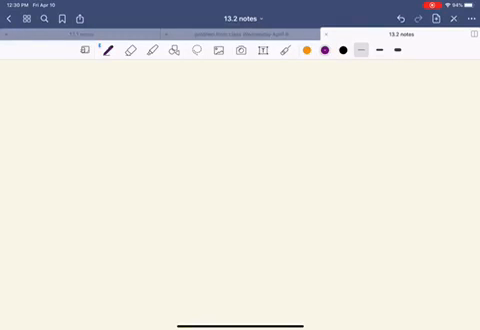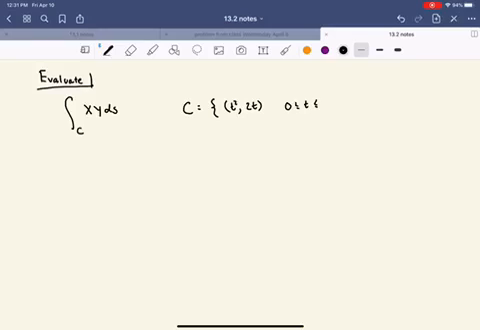All right, we're going to go ahead and continue with some line integrals. We're just going to do some practice. So evaluate the integral over the curve C of xy ds, where the curve here is given by x is t squared, y is 2t, and t is between 0 and 2.